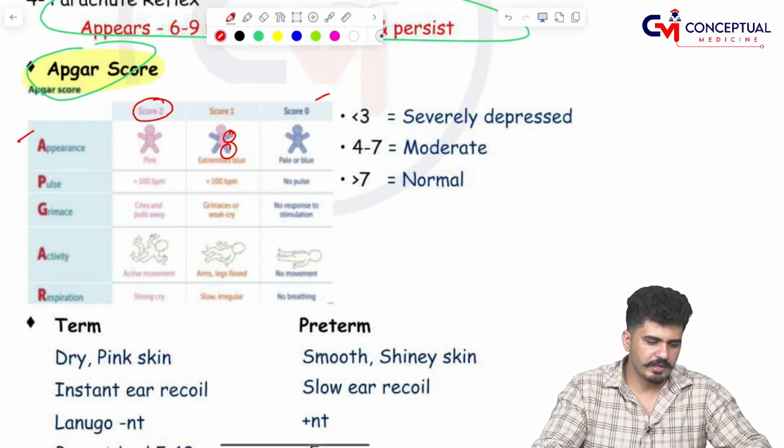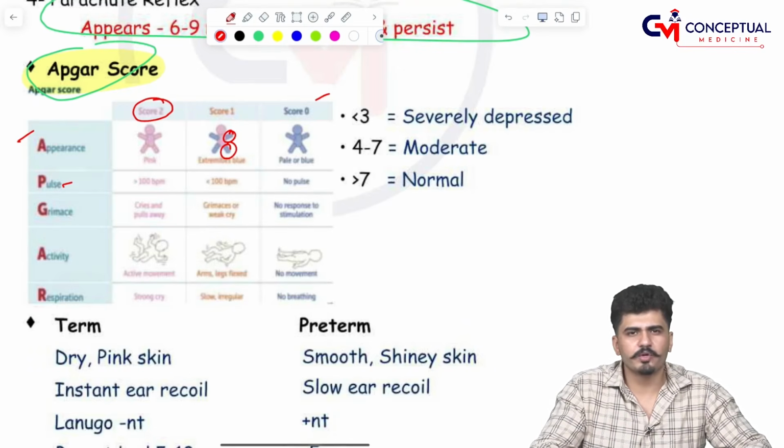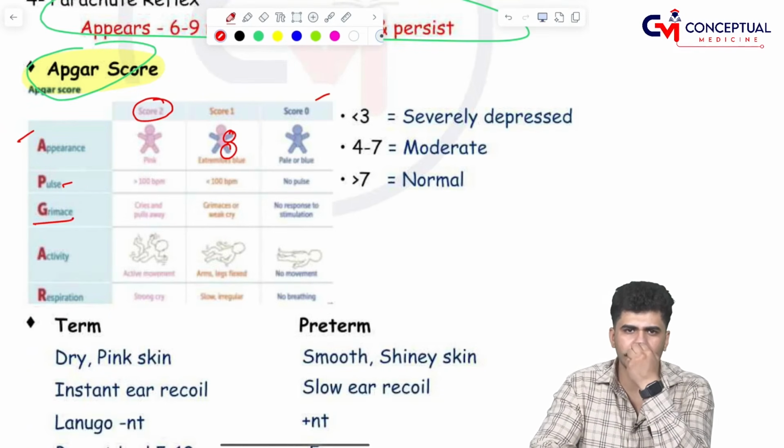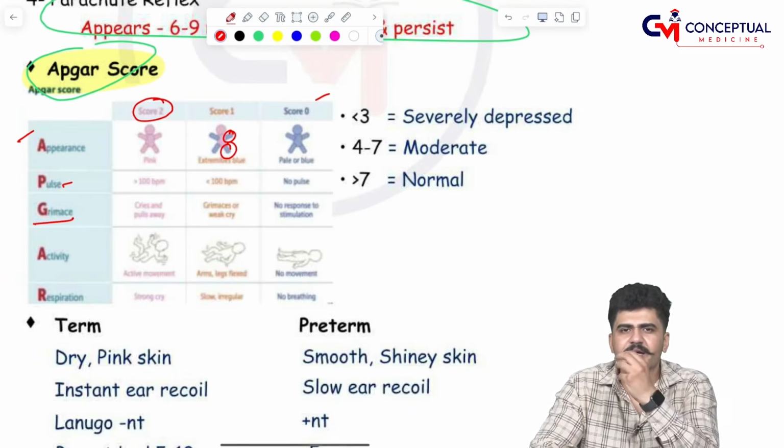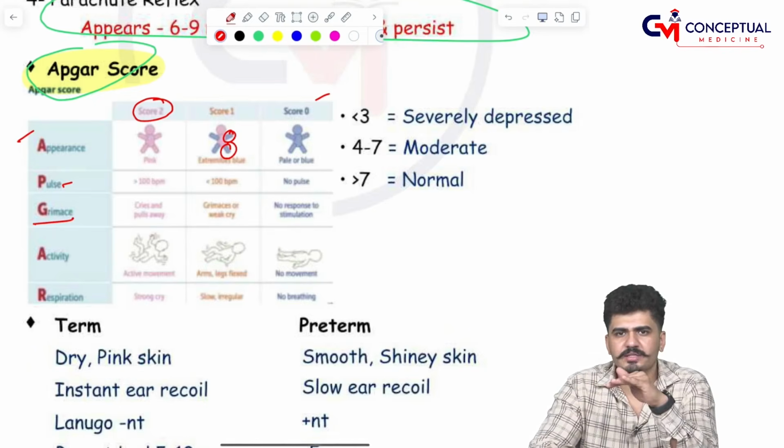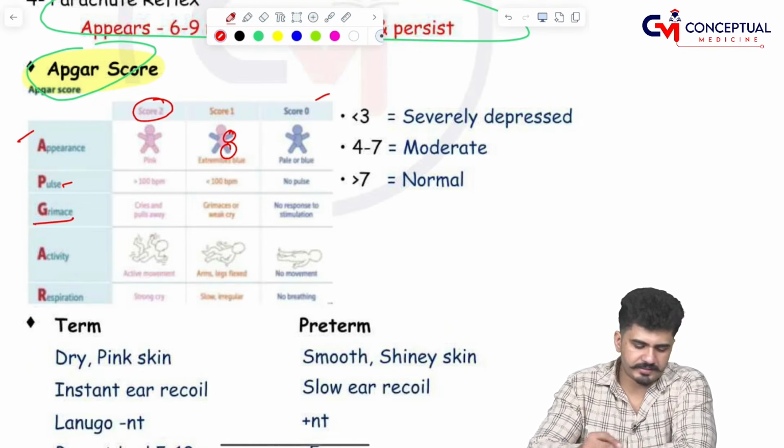0, 1 and 2. Now, sir, pulse more than 100, 2 marks. Less than 100 is 1 mark. No pulse, 0 marks. Grimace: when you are putting in a nasogastric tube and the baby is crying and trying to pull away, 2 marks. Weak cry, 1 mark. No reaction to that, 0 marks.